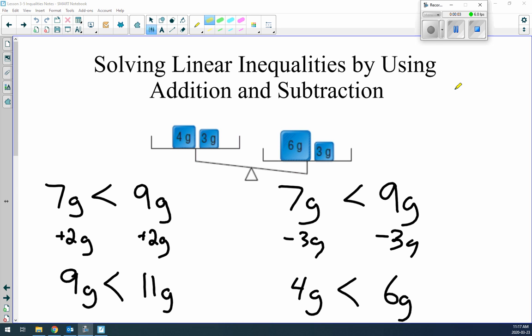Okay, so this is 6.3, 6.5. This is part B of the lesson. So what we're going to do is solve linear inequalities by using addition or subtraction.